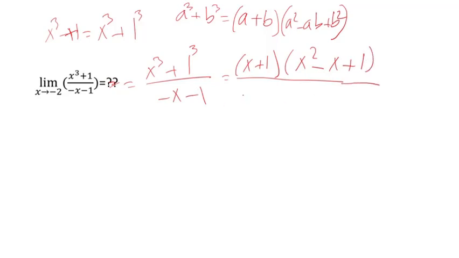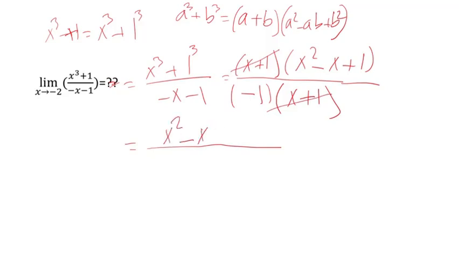And notice here I can factor -1. Basically, that's what I'm doing here: x plus 1, because minus 1 times x is minus x, minus 1 times plus 1 is minus 1. So then I know this is the same as this, so I can reduce it to this: x squared minus x plus 1 over minus 1.